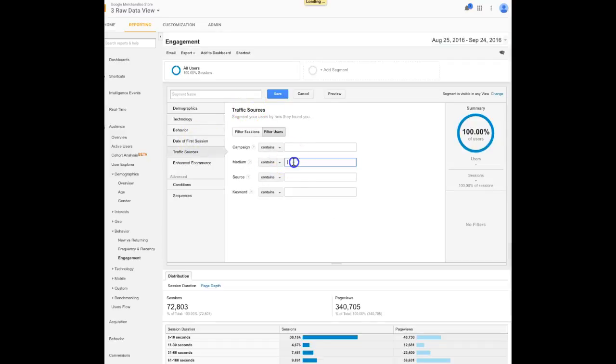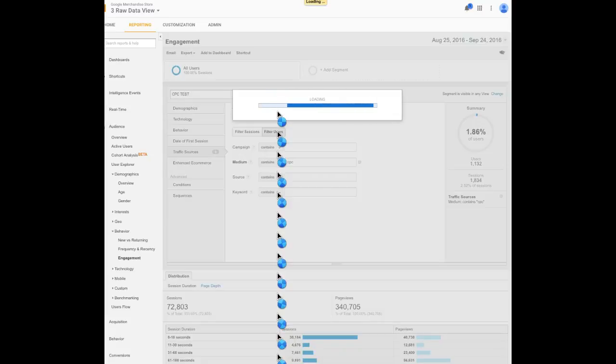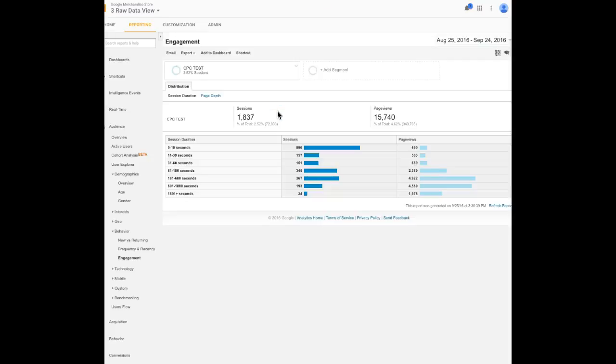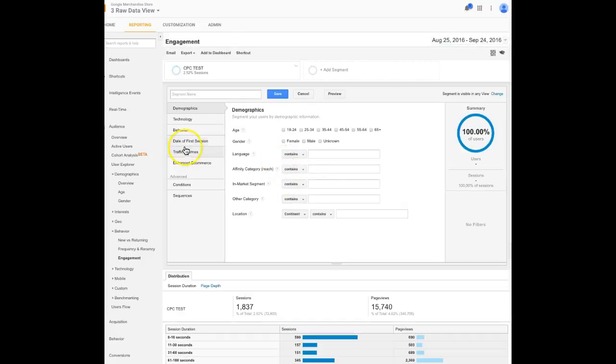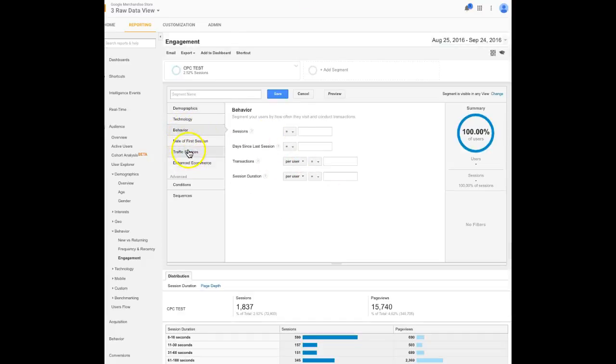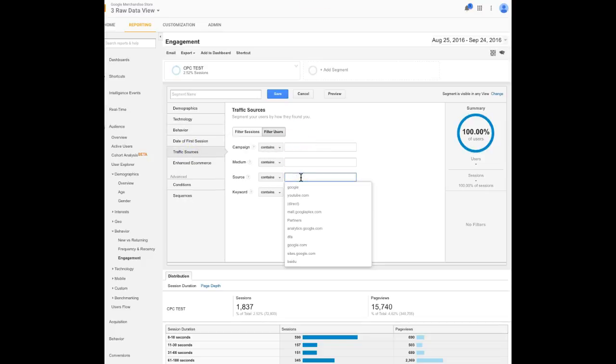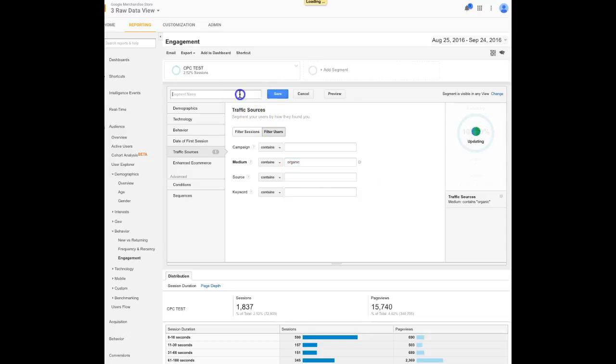I'm going to look at traffic sources. What I'm going to do, I actually want to compare my CPC so I'm just going to call this CPC test. And so you can see that I have people in it. So I want to compare my CPC maybe to another medium that I'm running. So maybe I want to try, let's see, how about if I try just organic, I guess. See what the differences are.